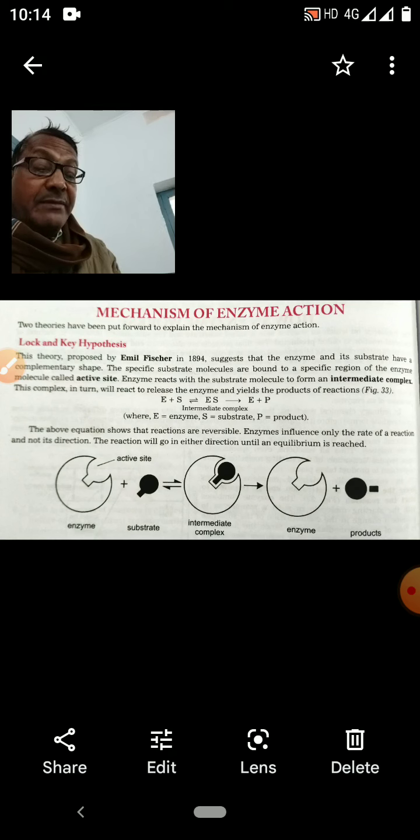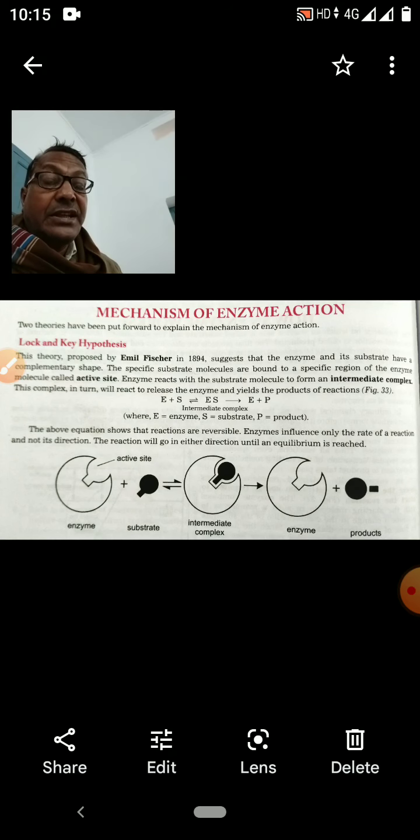The mechanism of enzyme action we can study with the help of two theories. So there are two theories to explain the mechanism of enzyme action. The first theory is the lock and key hypothesis and the second theory is the induced fit hypothesis.